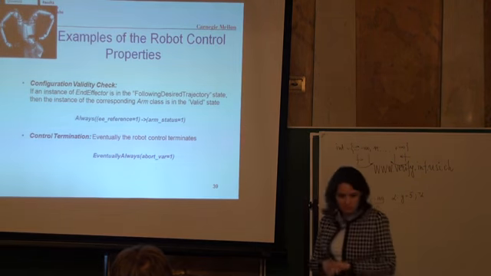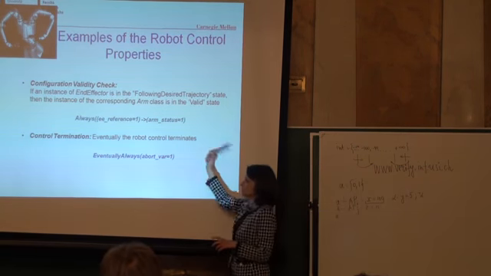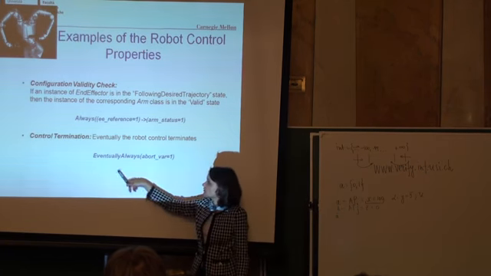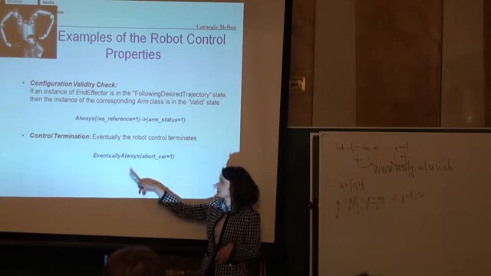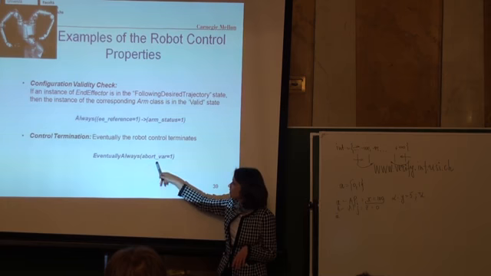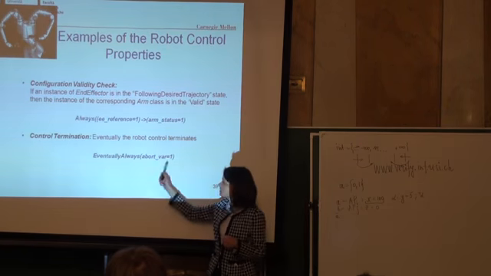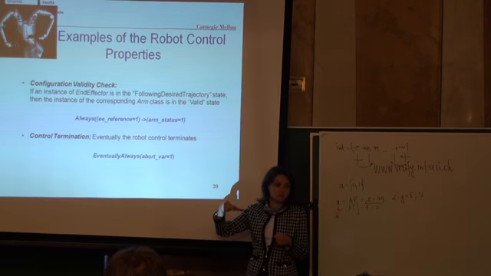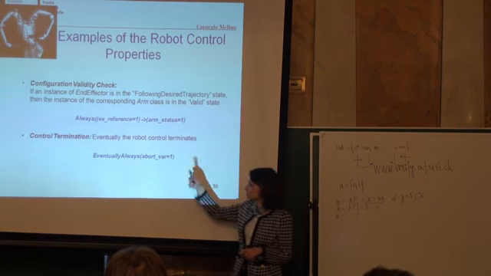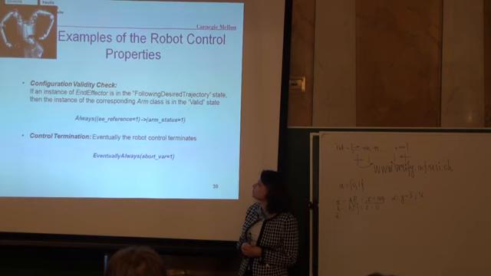The simplest one probably is the last one: eventually the robot control terminates. How can I always say it? I can say eventually, always: eventually, sometime in the future, and starting from this point in the future, it's always the case that this variable gets assigned to 1. This is exactly the variable which the model of the robot is using. So I would be traversing the model of the robot, looking if that is happening, so that the robot terminates.